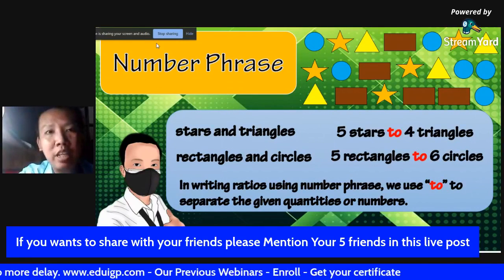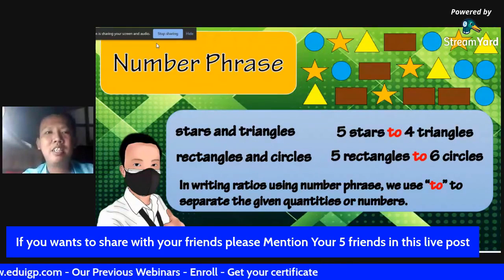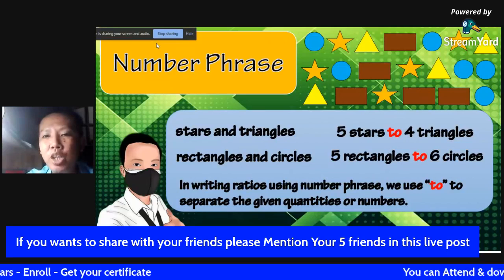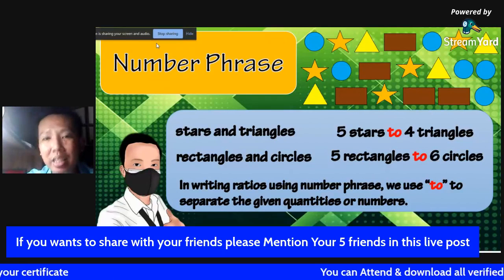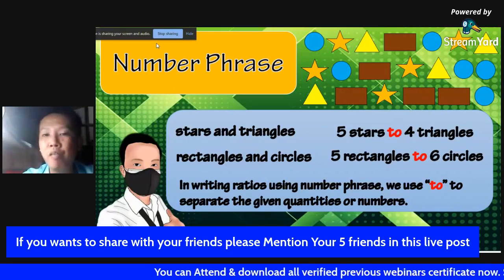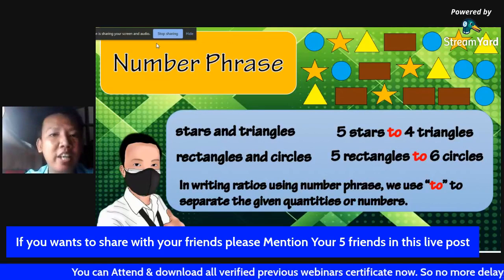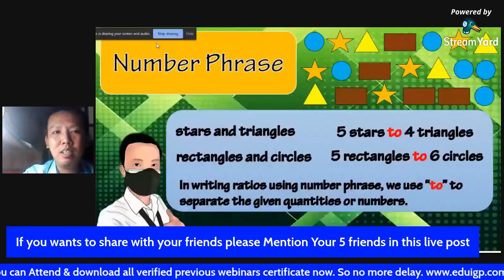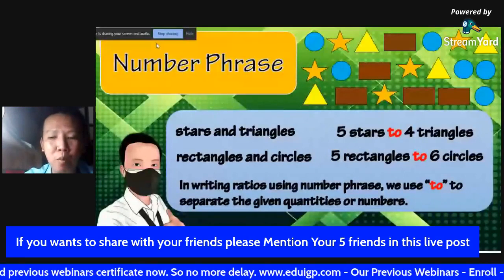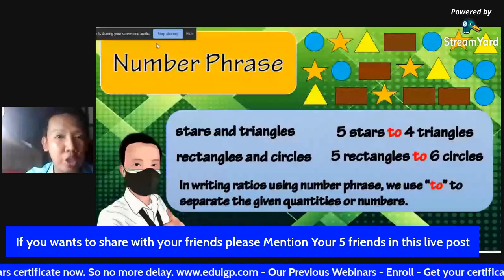So if your answer is 6 circles, then you are correct. And which represents our antecedents? If your answer is 5 rectangles or 5, then correct. So that is one way of writing ratio using number phrase. Question?